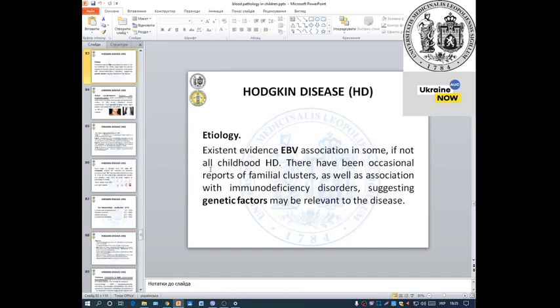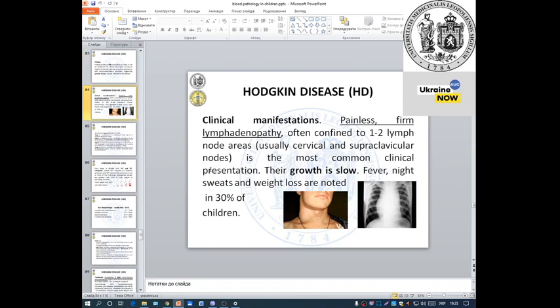The etiology of Hodgkin disease usually associates with Epstein-Barr virus. Genetic factors may be relevant to the disease also. The most common clinical presentation of Hodgkin disease is painless firm lymphadenopathy in 1-2 lymph node areas. The growth of lymph nodes is slow. Fever, night sweats, and weight loss are noted in 30% of children.